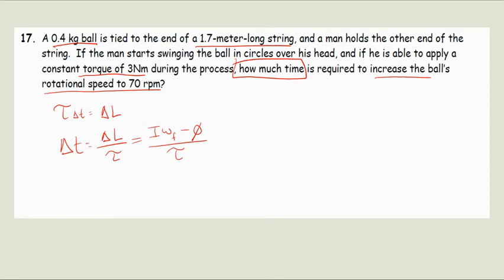Okay, well, let's think about this. What is our moment of inertia? Because we have a ball, we're going to treat that as if it's a point mass, and that's going to be m r squared, which is 0.4 times 1.7 squared. And that's going to give me 1.156 kilograms times meter squared.